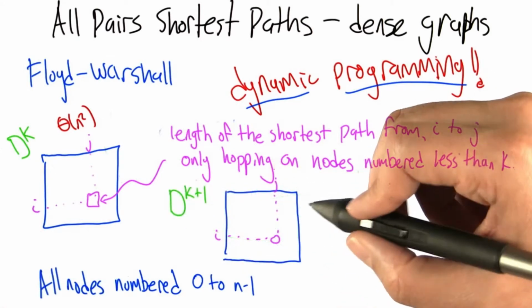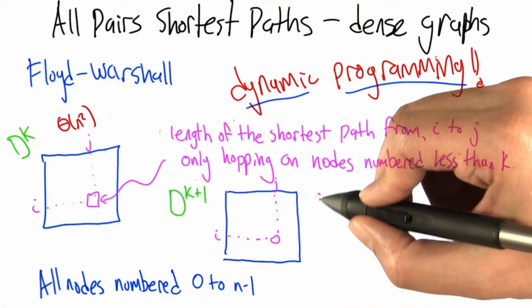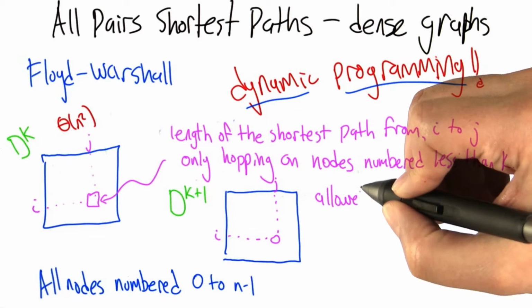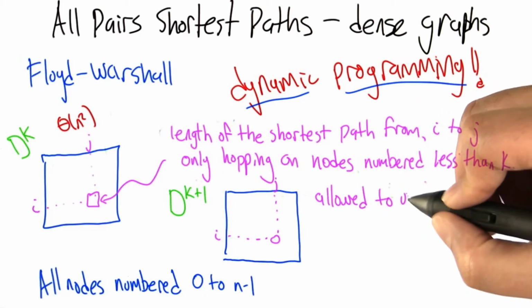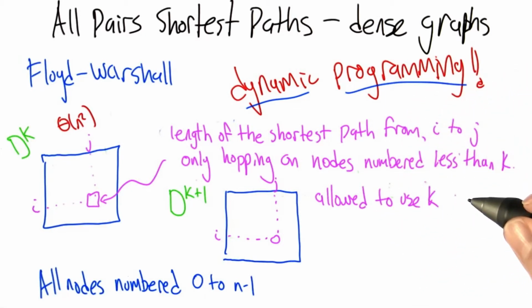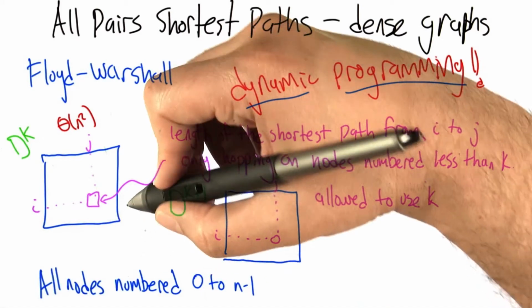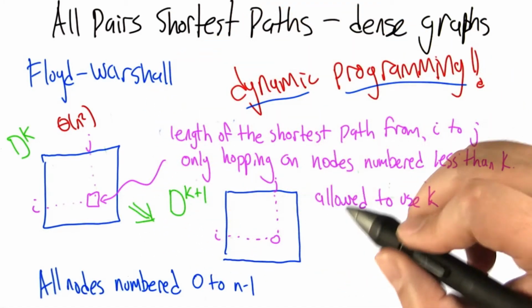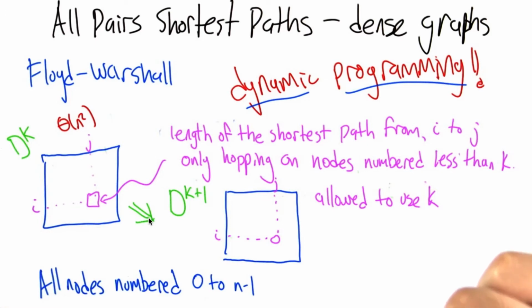That's all great. Our mission, should we choose to accept it, is to fill in D sub k plus 1. This will be a new matrix, just like the old matrix. But now, when you're going on a path from i to j, you're allowed to use node k. You don't have to use it, but you're allowed. So that's all we have to do right now: try to figure out, if someone gives us D sub k, how do we figure out D sub k plus 1?